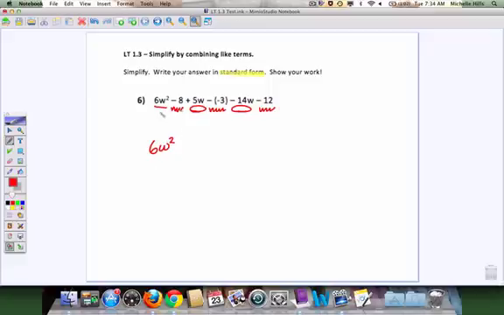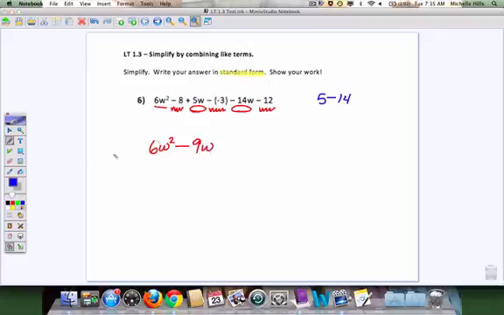Now my w terms, my coefficients, if I look in front, are a positive 5, and then in front of this one it says minus 14. So in my calculator I punch in 5 minus 14 and get negative 9. So this becomes a minus 9w.